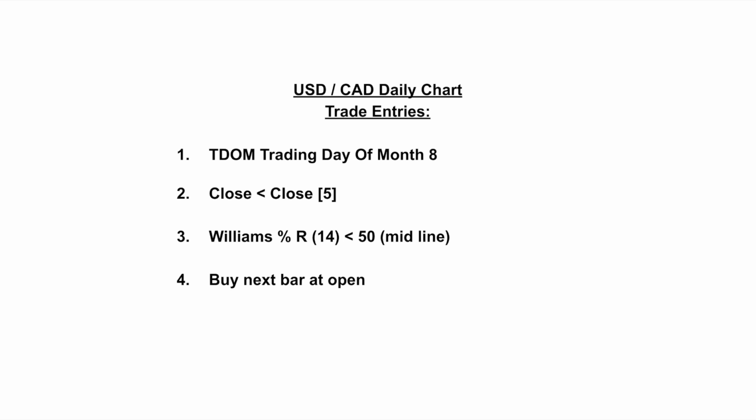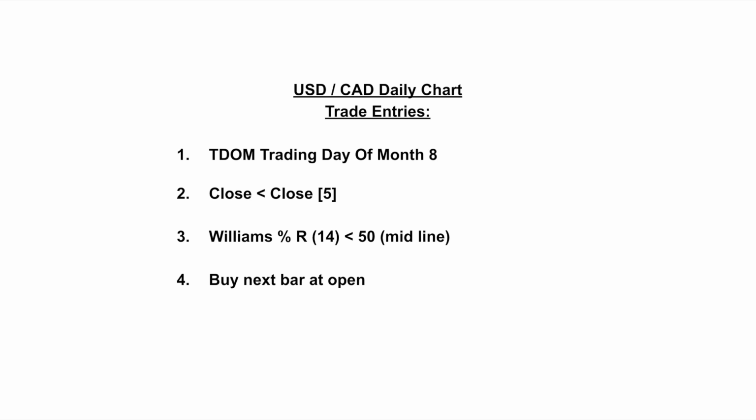If it's trading day 8, then we look to see, is the close less than the close 5 bars ago, or in this case 5 days ago. If it is, then we move on to number 3, and we're looking at the Williams percent R oscillator. I have this set to 14 periods, which is standard on most charting packages. And we want to see that the oscillator is slightly oversold, below 50 or below the midline. Once we see those 3 conditions, then we buy the next bar on the open.